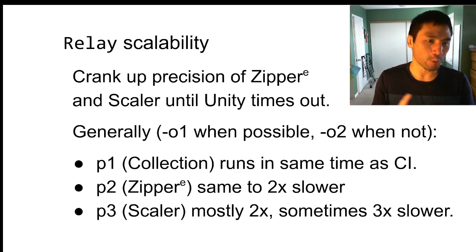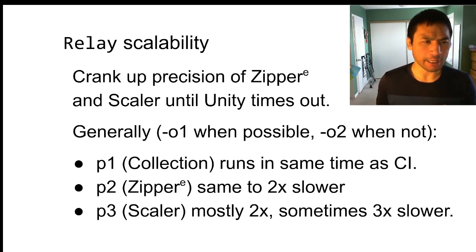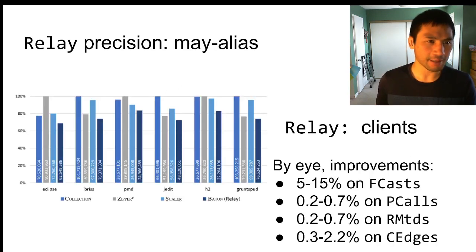And so collection runs in about the same time as context-insensitive. Zipper E runs in about the same time to 2x slower compared to running on its own. And Scalar runs mostly 2 times slower and sometimes 3 times slower. I think that is a total runtime. I don't remember for sure, and I think the paper is not super specific about that. So it's 3x slower, I think, including Zipper in particular. Collection is usually kind of fast.